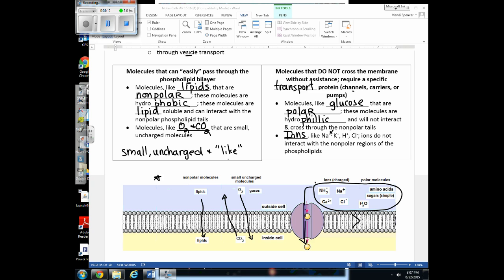So protons can only go through a certain type of transport protein. Chloride ions would have to go through a different type of transport protein. Water molecules go through a transport protein that we call aquaporins. So these transport proteins are really specific to the certain substances that are moving across the membrane.